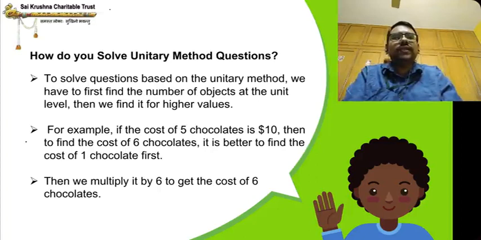First, $10 is the cost of 5 chocolates. Find the cost of 6 chocolates. It is better to find the cost of 1 chocolate first. Then we multiply it by 6 to get the cost of 6 chocolates.